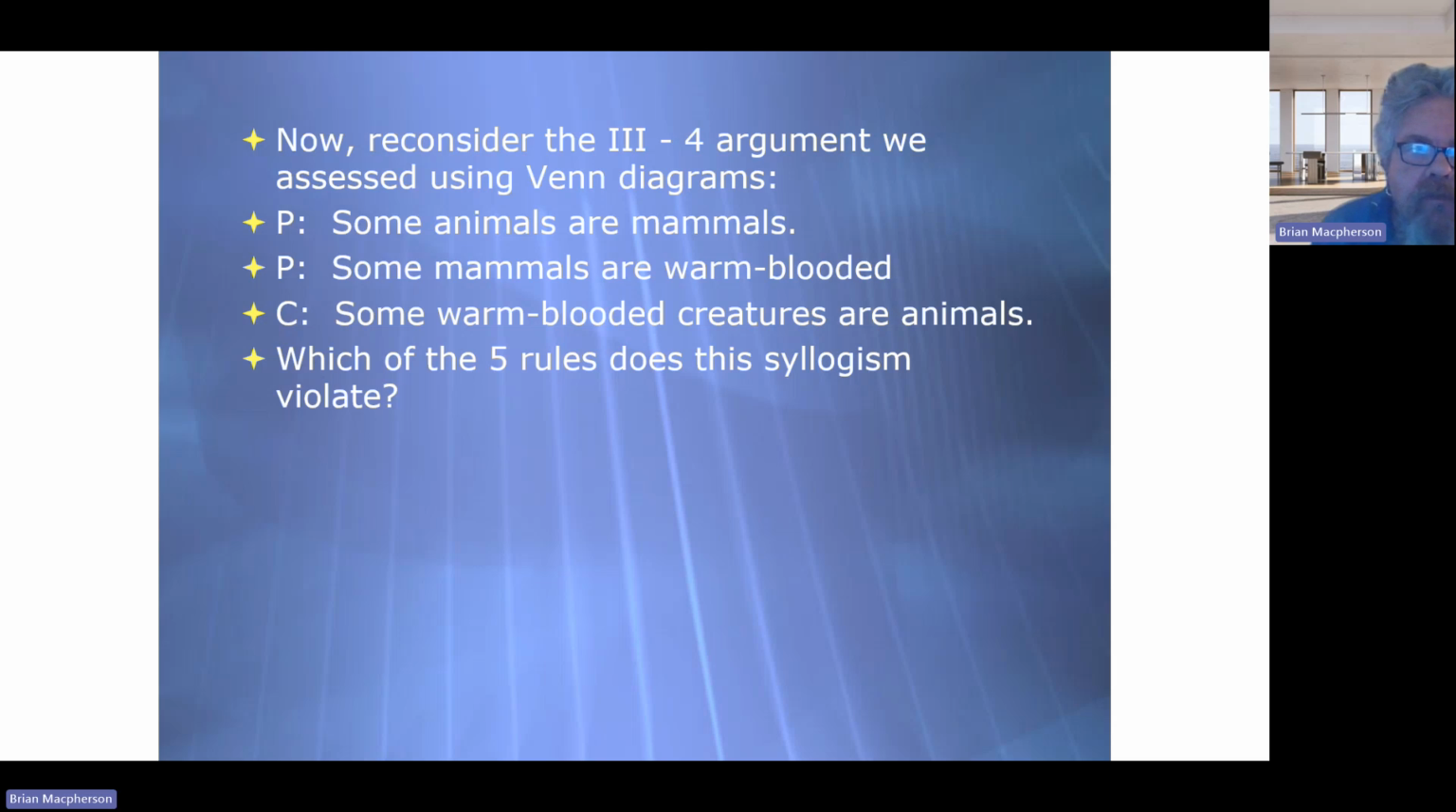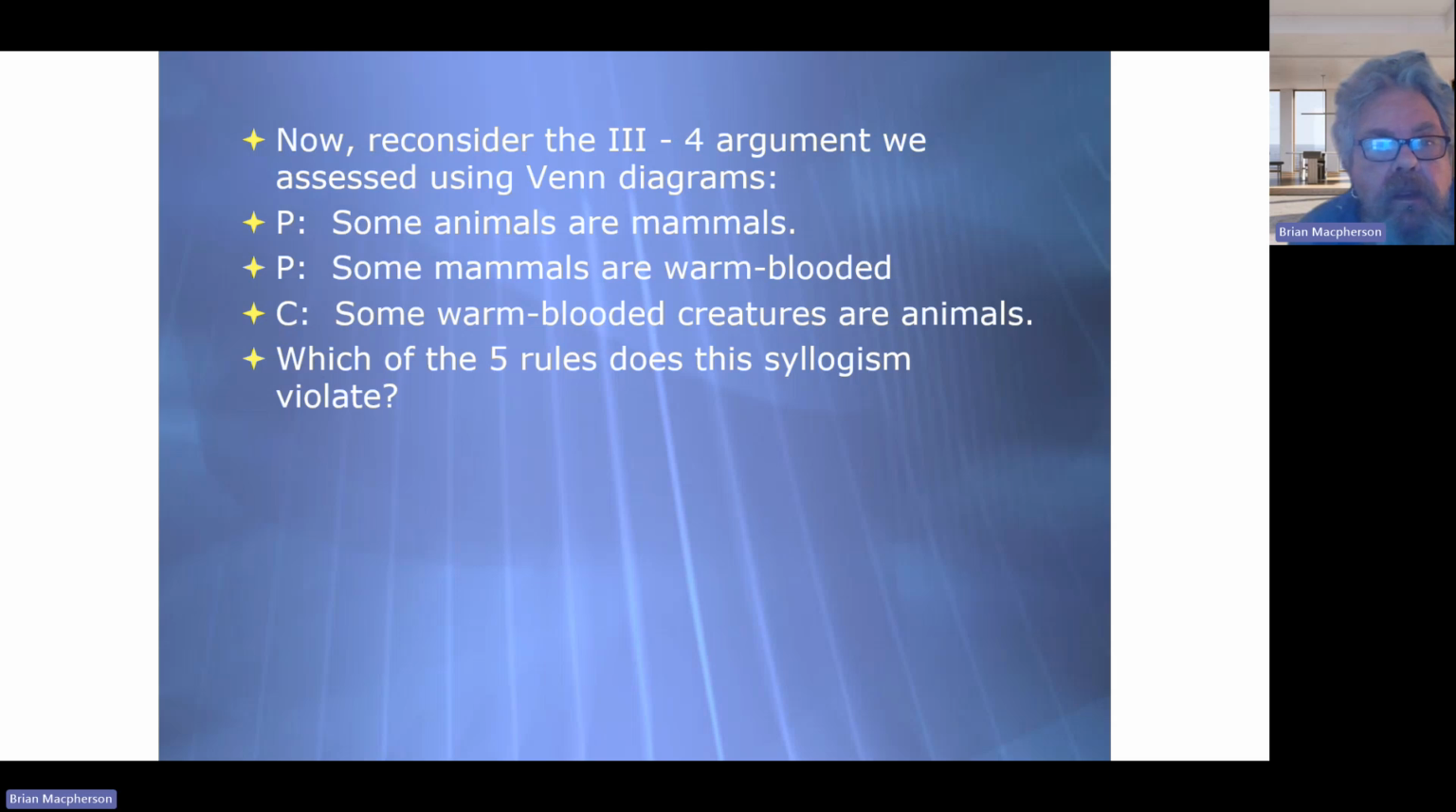III-4, which we've already looked at, is: some animals are mammals, some mammals are warm-blooded, some warm-blooded creatures are animals. Remember that we diagrammed that, and by diagramming the premises, we did not get the conclusion. Therefore, we concluded that this argument is invalid. Now let's look at the argument and go through all the rules. Rule number 1: the middle term must be distributed at least once. Notice that it fails that rule. The term mammal, which is the middle term, is not distributed in either premise. So we know that syllogism is invalid. It fails the distribution rule relating to the middle term.